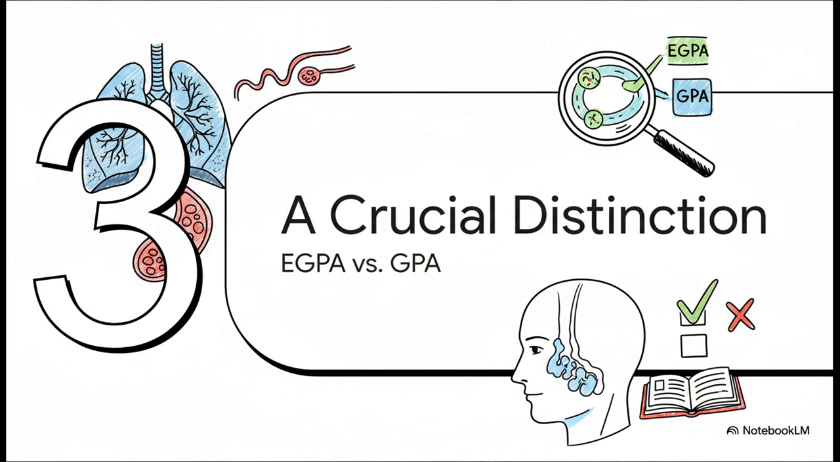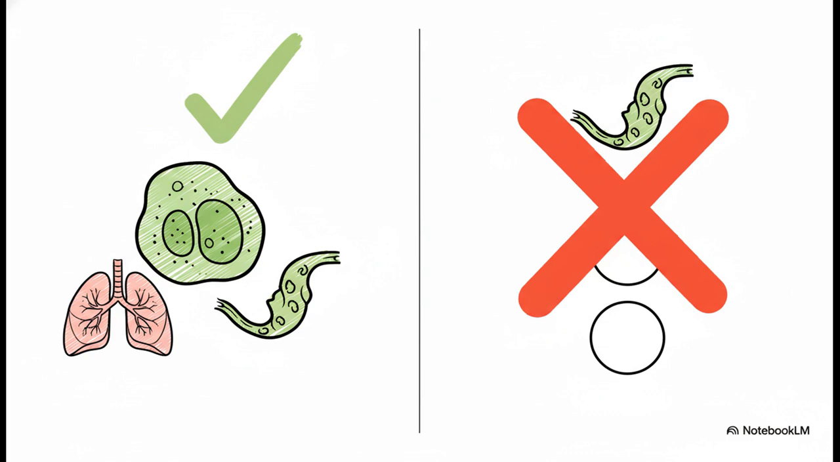Speaking of distinguishing it, let's tackle one of the most common mix-ups on exams, telling EGPA apart from its cousin, GPA, which you might remember as Wegener's. This really gets to the heart of it. Look, both conditions can give you sinus problems, but EGPA is defined by those allergic-type features. The second you see significant eosinophilia and a history of asthma, bam, your brain should go straight to EGPA. That's really the key thing that separates them.